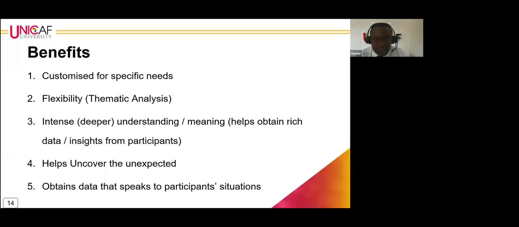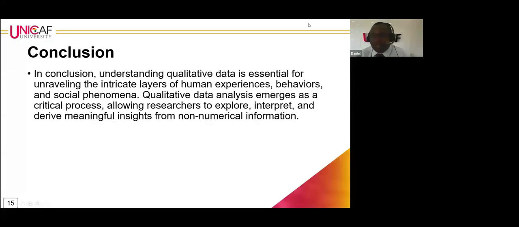And the last one is we can obtain data that speaks to participant situations, which is 100% true. As a qualitative researcher myself, and having gone through qualitative data analysis, I find a fulfillment in myself that, yes, we can have a cadre of other colleagues who can fall back on qualitative research.